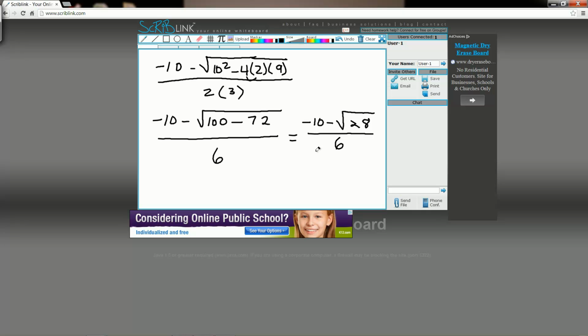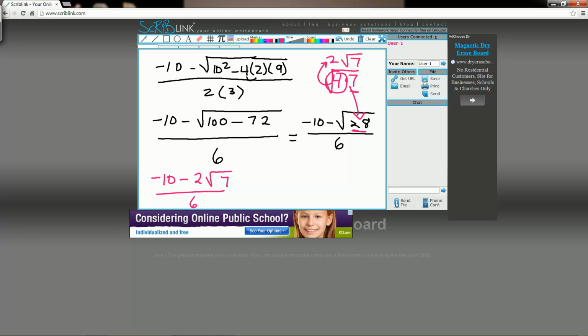Now what we want to do is see if there's something under here that I can simplify. Well, I know that 28 is also 4 times 7. And if I take the square root of 4, that's 2. So I end up with 2 square roots of 7. All I did was separate 28 into 4 times 7. And then I said, well, the square root of 4 is 2, so that comes outside and the 7 stays inside. So in other words, I have negative 10 minus 2 square root 7 over 6.